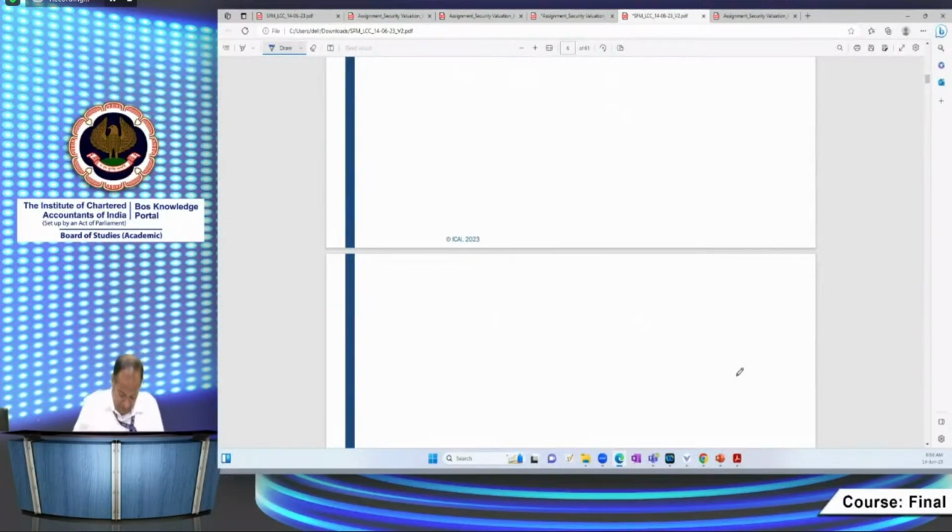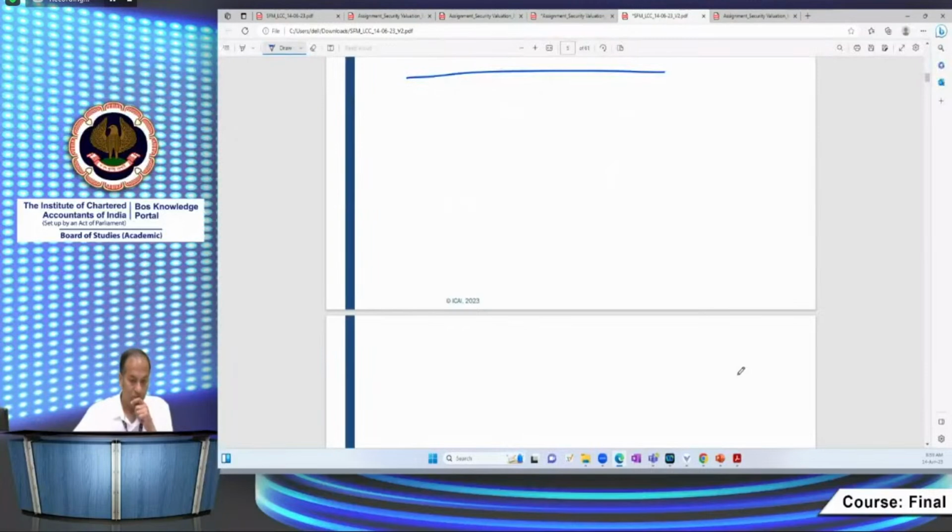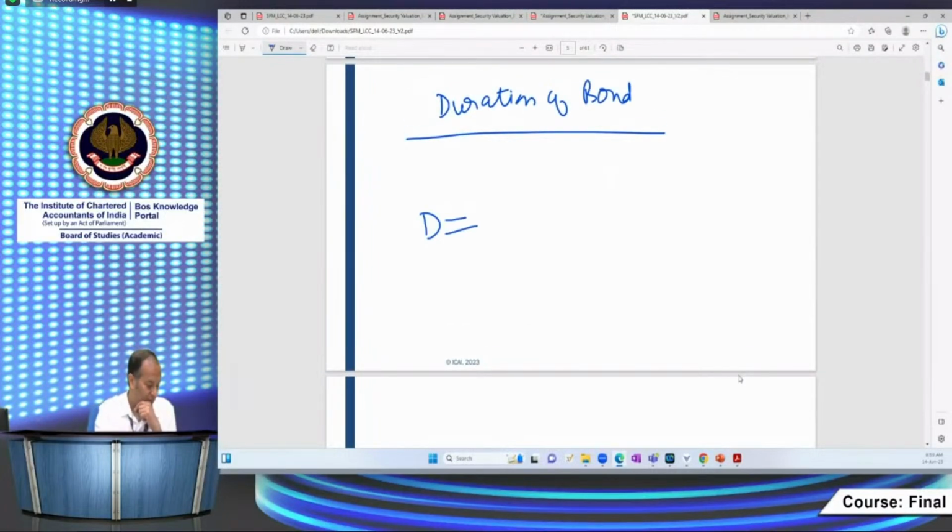One second. Now let us see the formula for computing the bond. This formula has already been discussed in your sessions, so for details you can refer to the lectures.